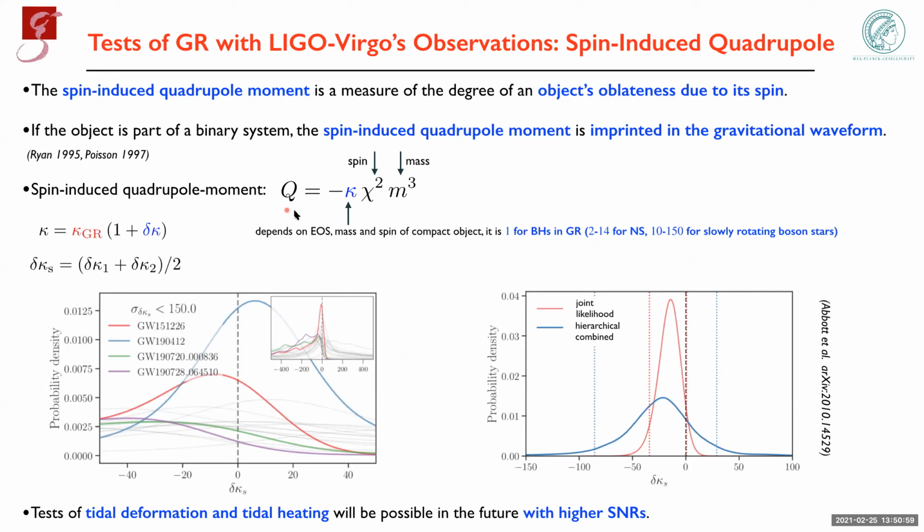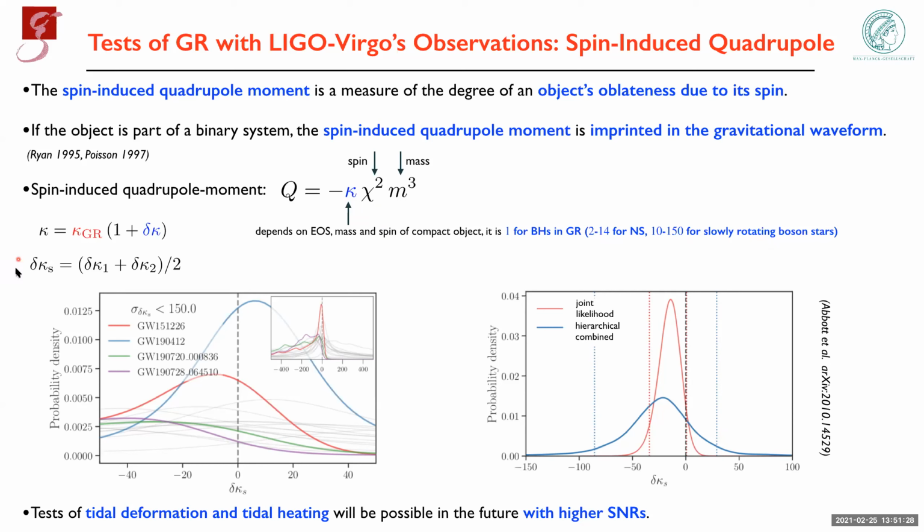And the quadrupole for a black hole can be written in terms of the spin of the object, the spin squared, and the mass. And there is a coefficient in front, which is 1 if it is a black hole in general relativity, but it ranges between 2 and 14 for neutron stars, then 150 for slowly rotating boson stars. So this is a quantity that, for the first time, the collaboration tried to measure.